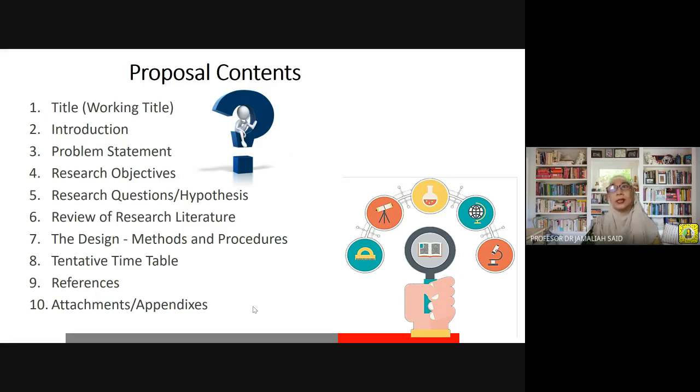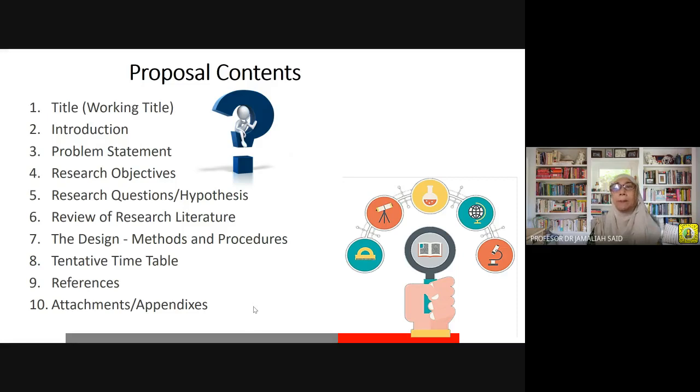That number one is the title. I put it there, working title, because some of you are still not sure, keep changing the title, so we can use the word working title. After that, you have to have introduction, then move on to problem statement, research objective, research question and hypothesis if you have any. Be careful, some methodology, like if you're doing qualitative, there is no hypothesis needed. Next one is review of research literature or literature review. Number 7 is methodology, and of course the rest is just time frame.